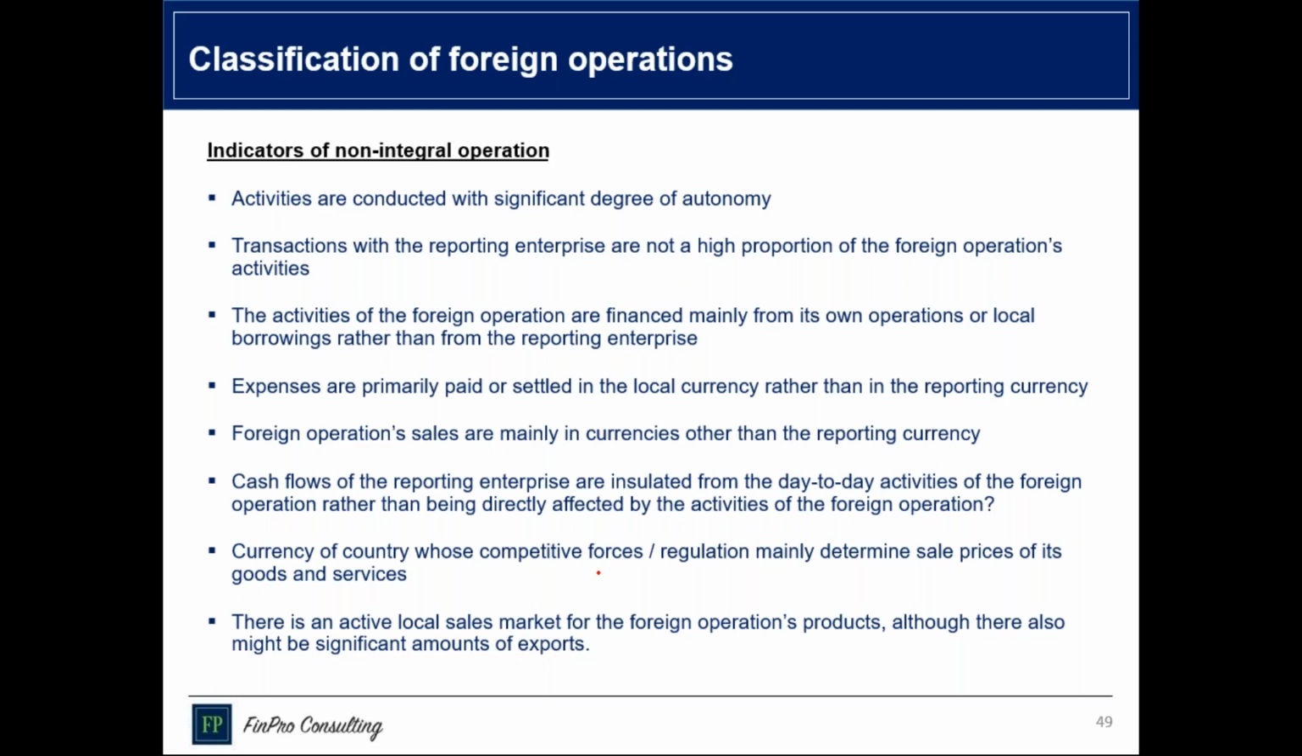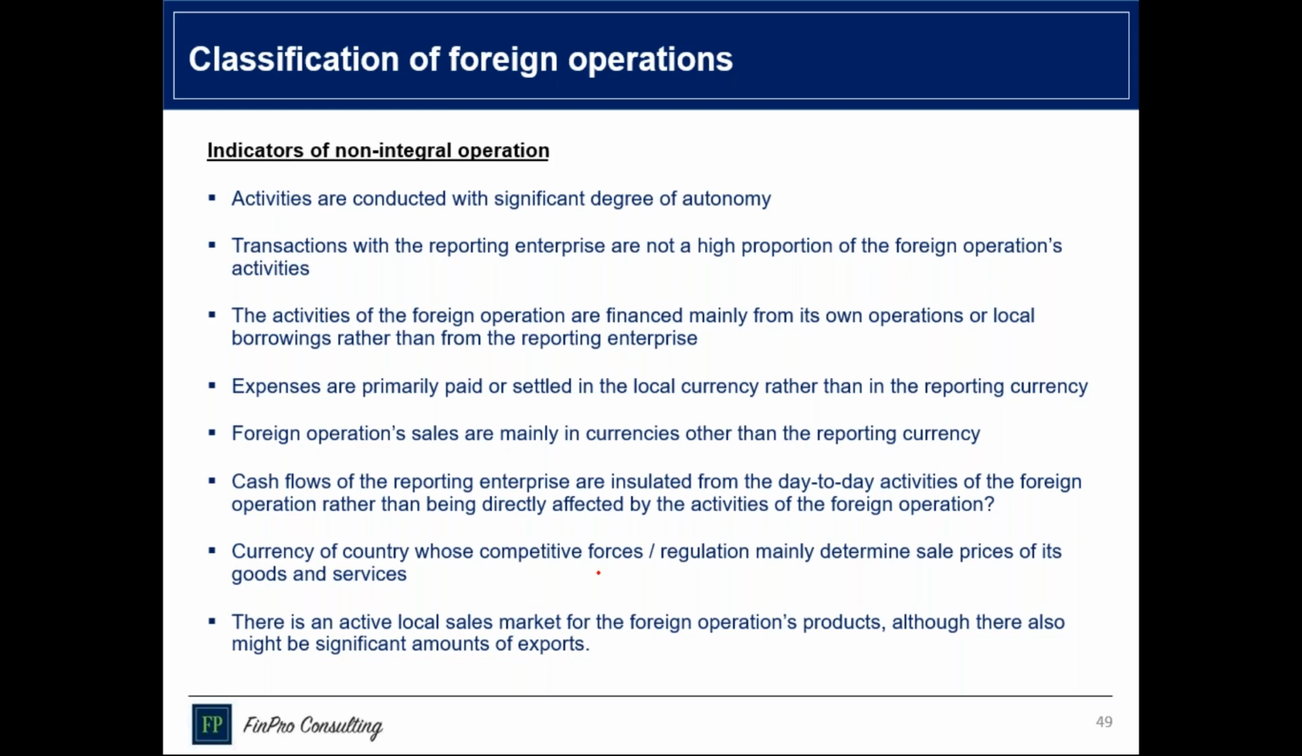Then the next point we need to see is whether the expenses are paid and settled in the local currency of that foreign operation or they are settled in the currency of the reporting enterprise. If the expenses are paid and settled in the local currency of the foreign operation, then again it is non-integral, and vice versa. The next point we need to check is whether the foreign operation's sales are in the local currency or in the currency of the reporting enterprise. If the sales are in the local currency of the foreign operation, then again it is a non-integral operation, and vice versa.